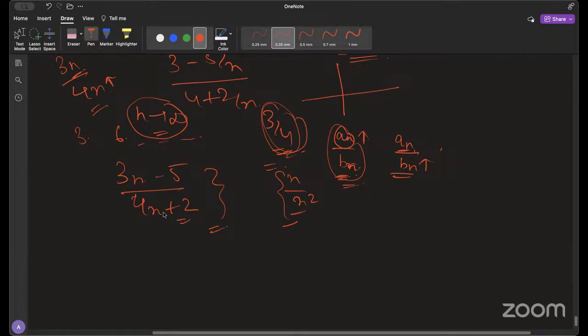You just need to find the derivative of this thing and then see: let's just say this is f, so if the derivative is greater than 0, it's an increasing function. If it's less than 0, it's a decreasing function. That's all.